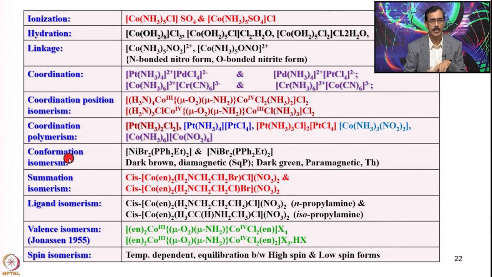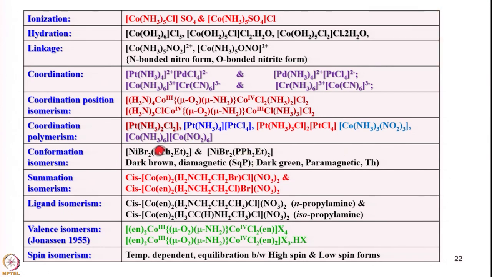And then conformation isomerism. Conformation isomerism can be seen exclusively in the case of the nickel d8 system. Some compounds can exist in tetrahedral geometry, and the same compound can exist in square planar geometry. For example, if you take the dibromo bis(diphenylethylphosphine) complex, this can show both square planar and tetrahedral geometry: dark brown diamagnetic square planar and dark green paramagnetic tetrahedral. So this is called conformation isomerism.